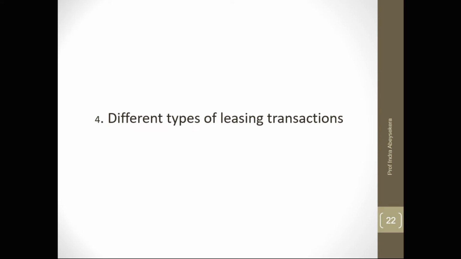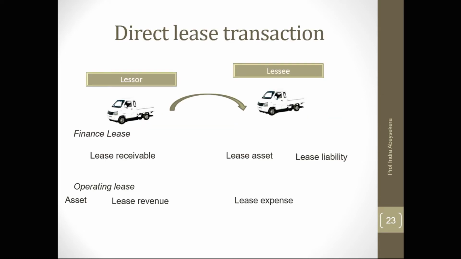Let's look at different types of leasing transactions. We'll start with the direct lease transaction. In a direct lease transaction, there's a lessee and a lessor, and there could be a finance lease transaction or operating lease transaction. If it is a finance lease transaction, the lessee will have a lease asset and lease liability, and the lessor will have a lease receivable.